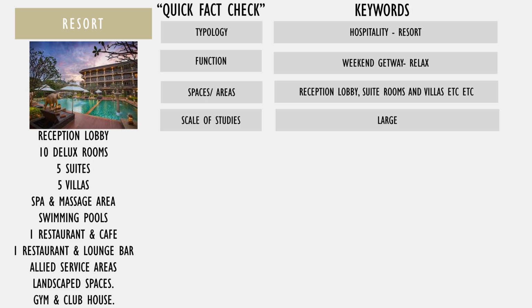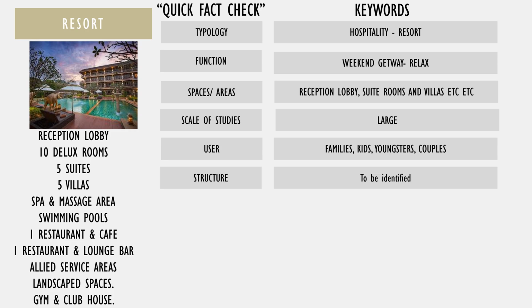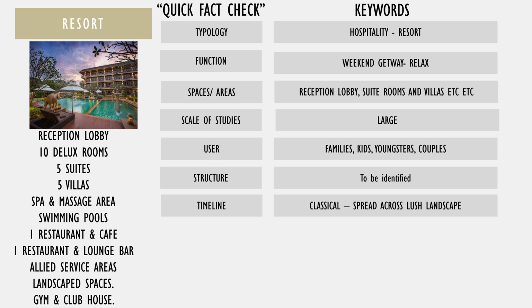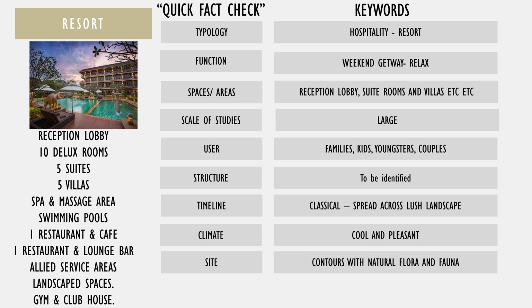Scale will be a large-scale project with a lot of planning, a lot of application of services and a lot of complexities. User: families, kids, youngsters, couples, groups, etc. Structure needs to be identified. Timeline: classical, spread across lush landscape. Climate: cool and pleasant. Site: contours with natural flora and fauna.